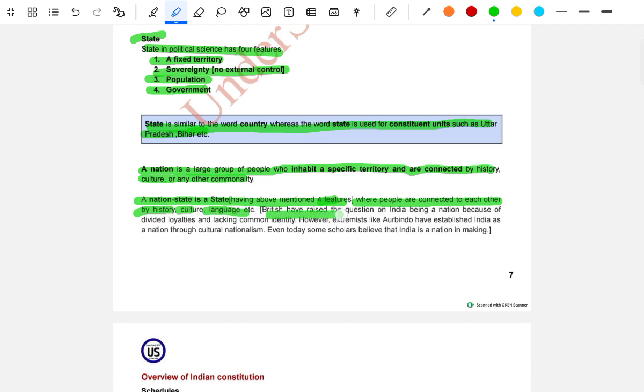The British raised the question of India being a nation because of divided loyalties and a lack of common identity. However, extremists like Aurobindo established India as a nation through cultural nationalism. Even today, some scholars believe that India is a nation in the making.